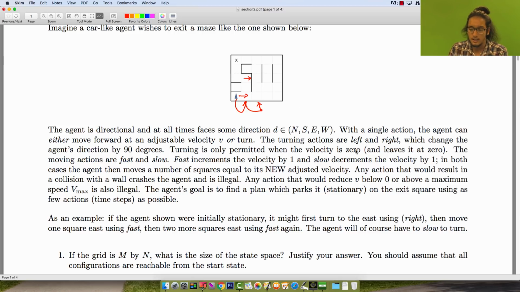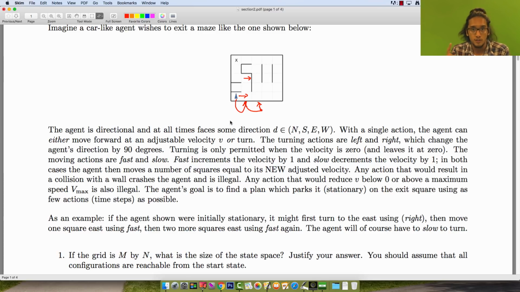But in addition, in this game, we also have to store your current velocity, right? Because you have to know how fast you're moving. Why? Because your velocity determines how many steps forward you go. If you have a velocity of 4, then when you take a fast action, it's going to go up to 5 and you move forward 5 steps. So you want to keep track of your velocity.